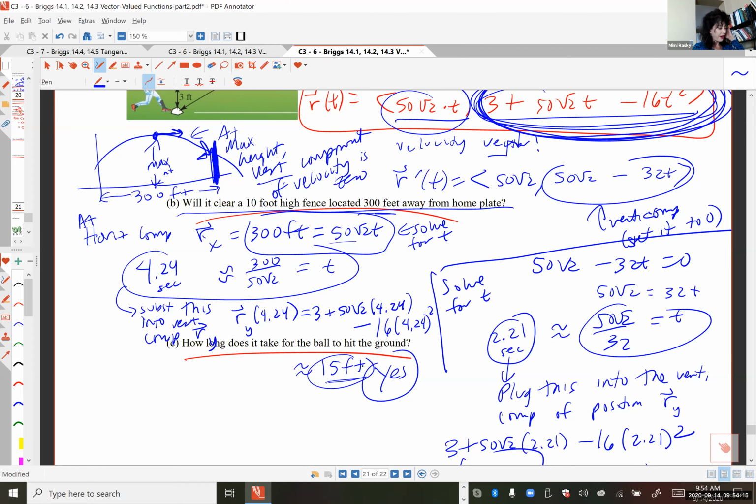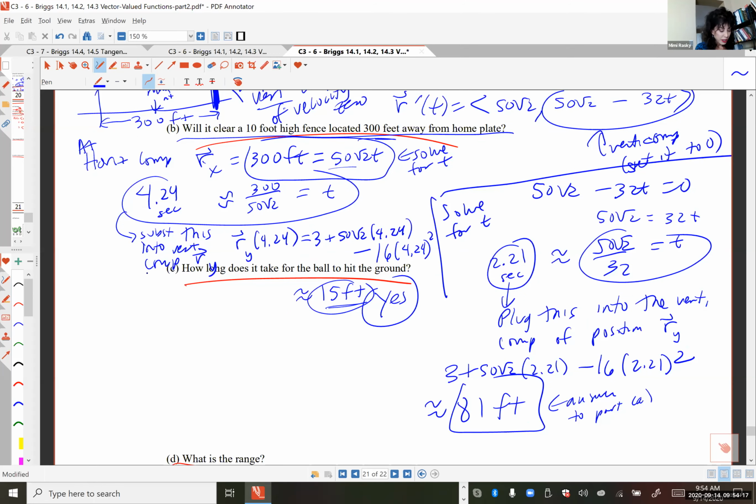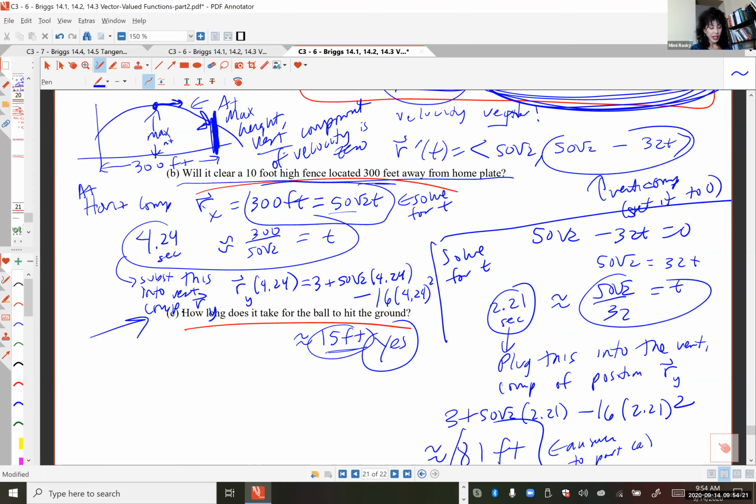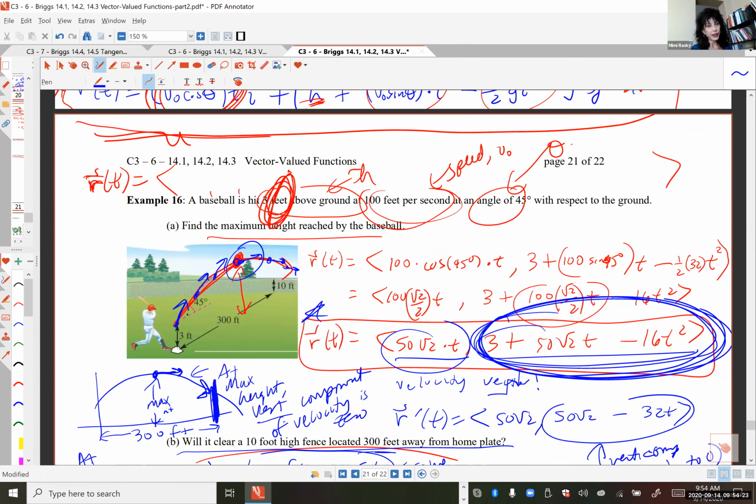Phew! Okay, fine. Now letter C, new problem. How long does it take for the ball to hit the ground? Do not set the velocity vector equal to 0. Well, when it hits the ground, the velocity is 0.